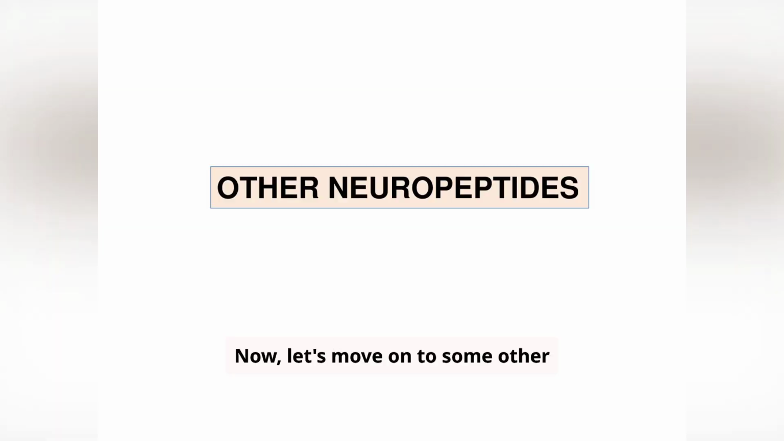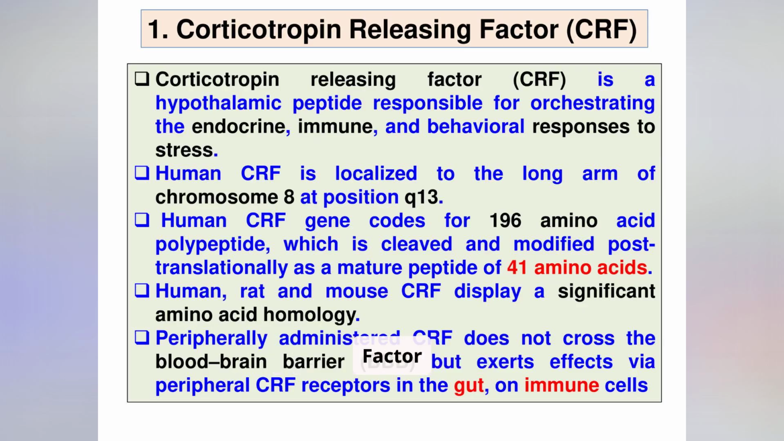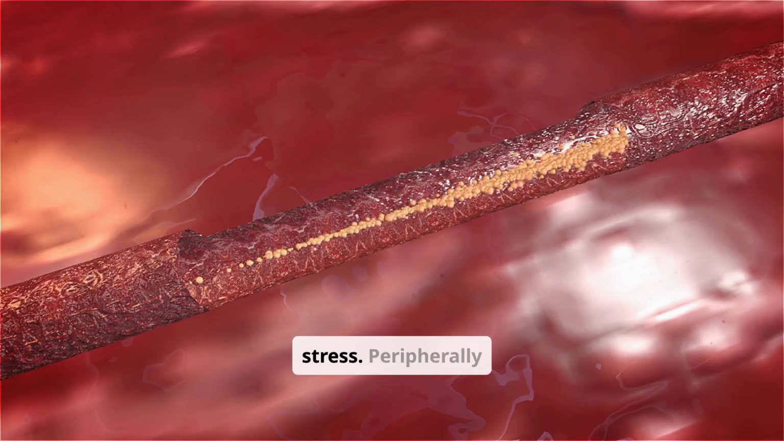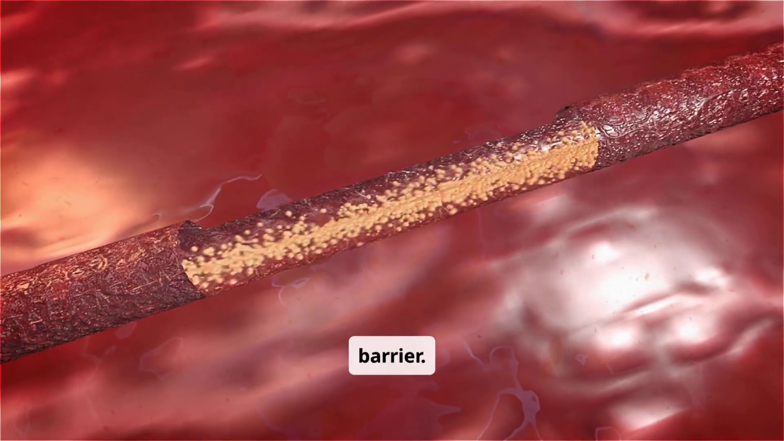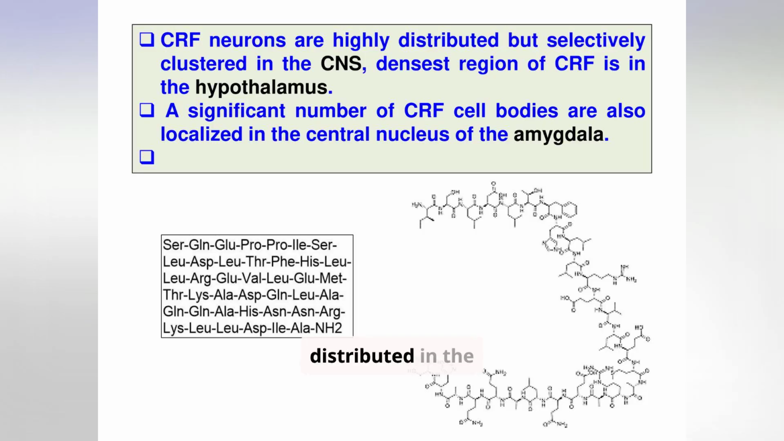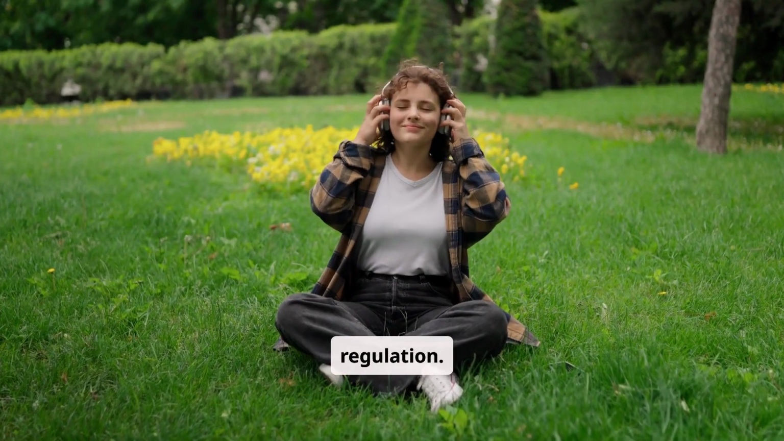Now let's move on to some other important neuropeptides. Corticotropin releasing factor, CRF, is a hypothalamic peptide responsible for orchestrating endocrine, immune, and behavioral responses to stress. Peripherally administered CRF does not cross the blood-brain barrier. CRF neurons are distributed in the hypothalamus and the central nucleus of the amygdala. This distribution highlights its role in stress response and emotional regulation.